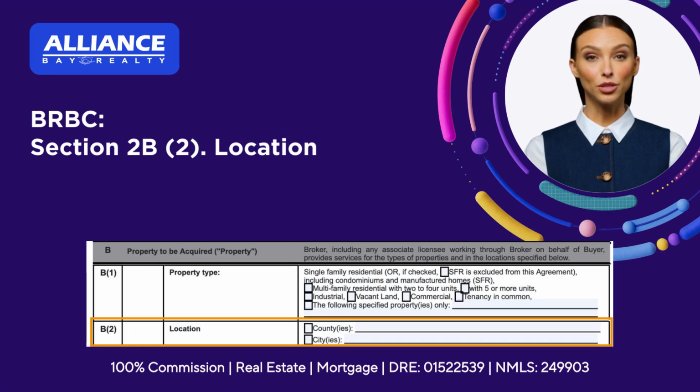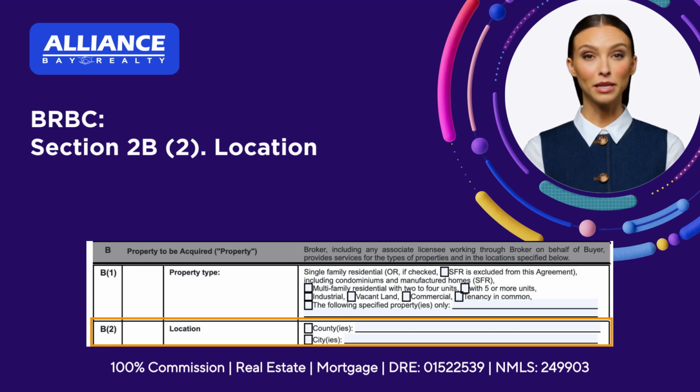Section 2B2 Location. Here you narrow the geographic area. Fields. 1. County, with a line. 2. City, with a line. How to use it. 1. Be as clear as possible about where you're representing the buyer. 2. You can list specific counties, specific cities.